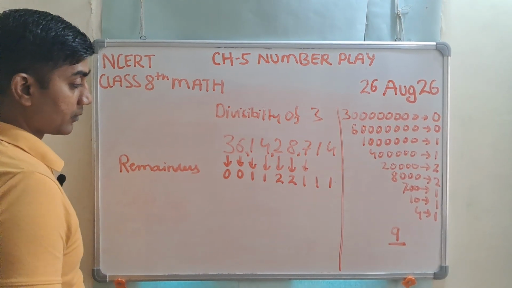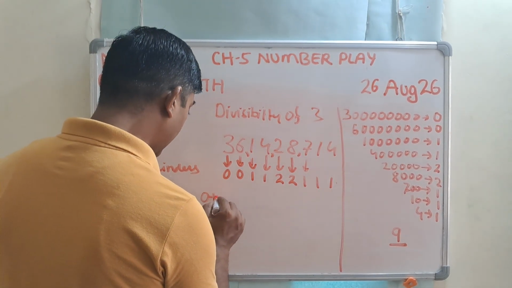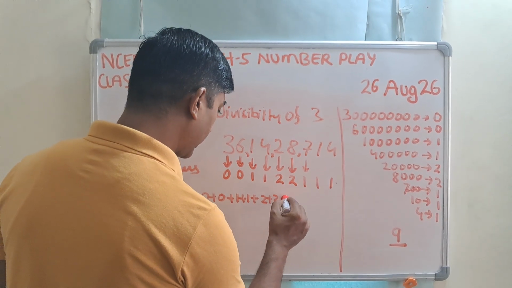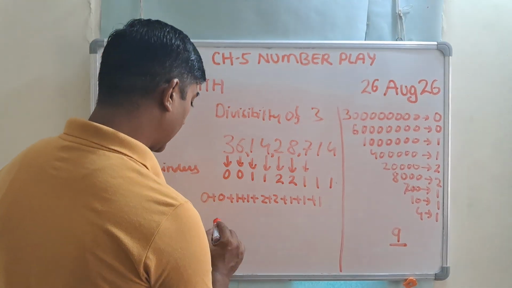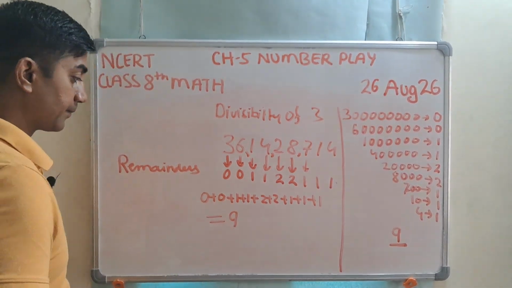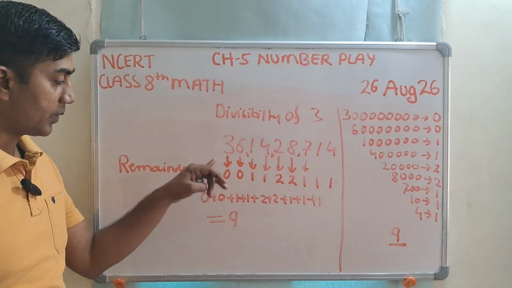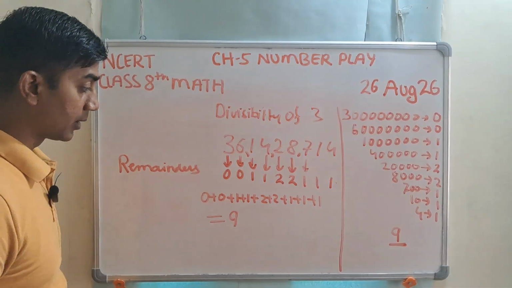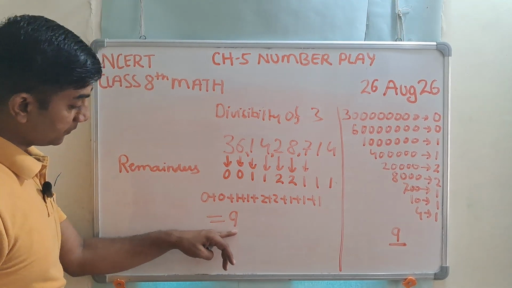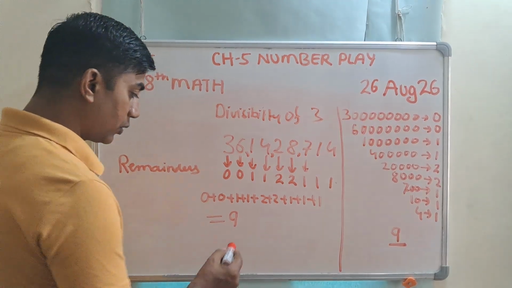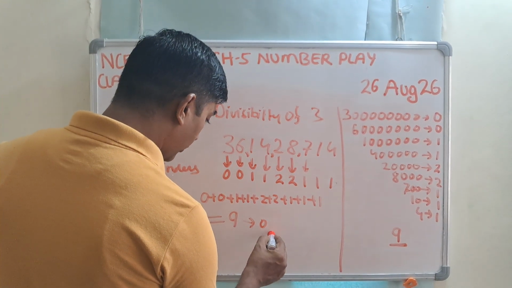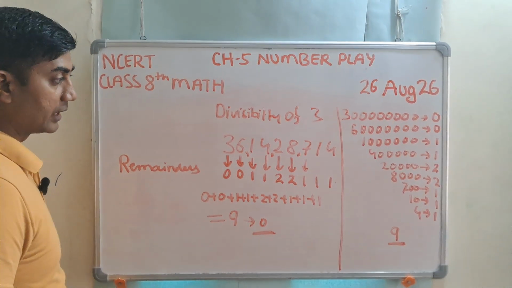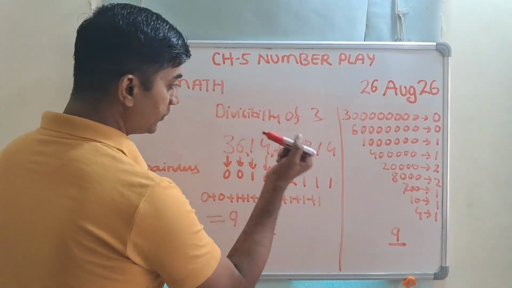Now this 9 is left at the end. Now you can see what we have done actually. 0 plus 0 plus 1 plus 1 plus 2 plus 2 plus 1 plus 1 plus 1, and our result is 9. Now see, this is the remainder left when you divide all these numbers. Understood? And you get this remainder 9. And now if you divide this 9, you already know your remainder is 0. Now since your remainder is 0, it means this complete number is also divisible by 3. Understood? This complete number is also divisible by 3.